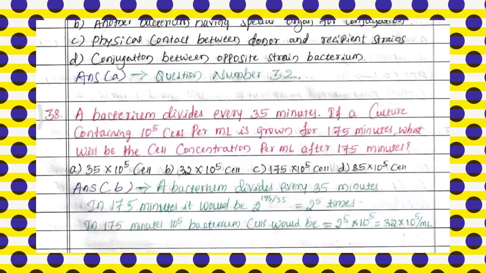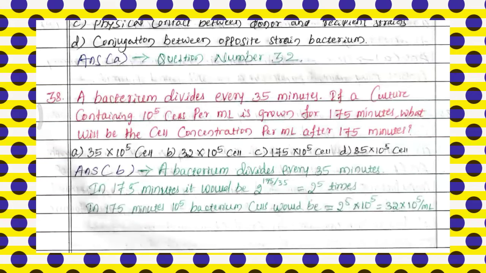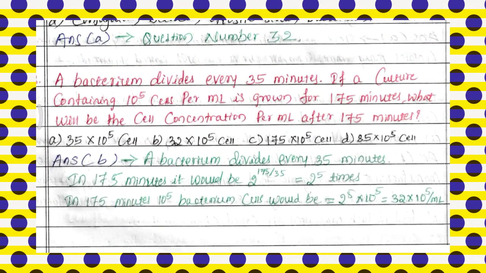Next, 38. A bacterium divides every 35 minutes. If a culture containing 10 raised to 5 cells per ml is grown for 175 minutes, what will be the cell concentration per ml after 175 minutes? For the four options given, you need to do a calculation. Answer is B, that is 32 into 10 raised to 5 cells. I have given the calculation, please see it. Take a screenshot.